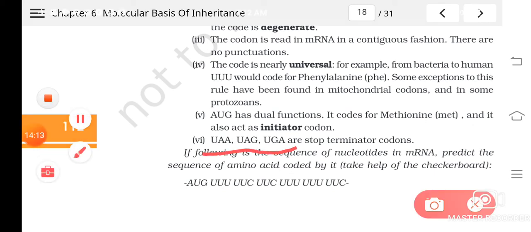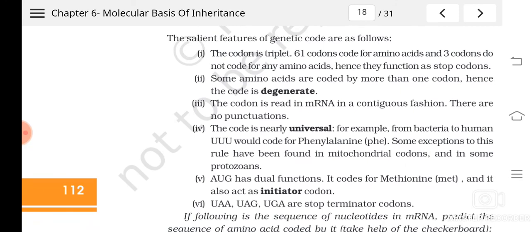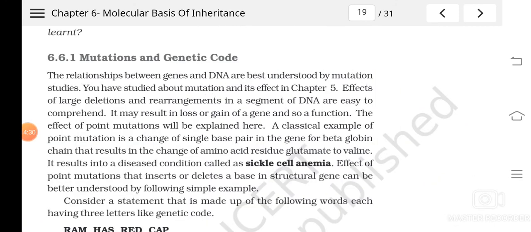You have to learn all this. These characteristics you have to learn, because questions based on this are found. So it is very important to study the characteristics of the genetic codons. Now you would have understood how mutations occur, isn't it? When we learned about sickle cell anemia, we learned that a single base pair change leads to the replacement of an amino acid. So what happens? A change of amino acid residue from glutamic acid to valine causes what?